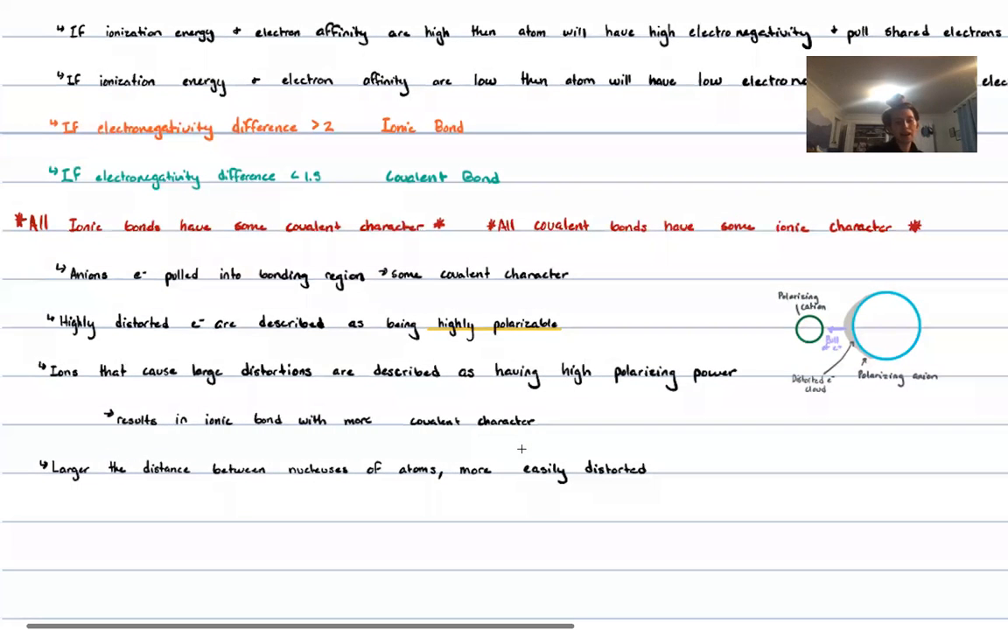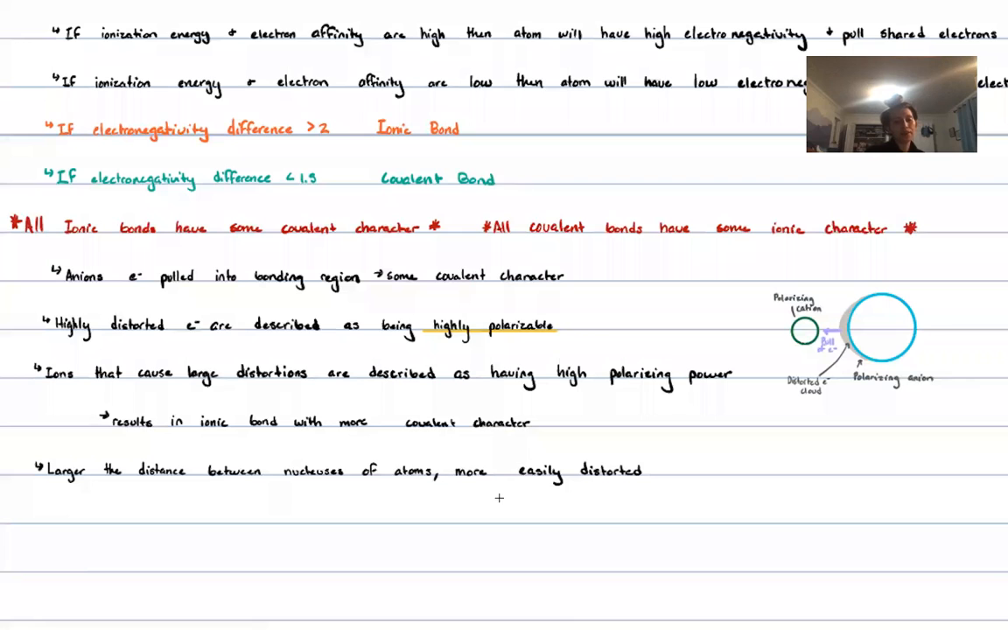And then another thing that affects it is if you have a really big radius. If your nucleus is here and you have a really big radius, it's not going to be able to hold on to those electrons as strongly. So again, it's easier to distort them.